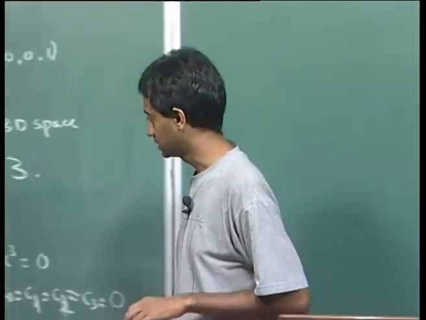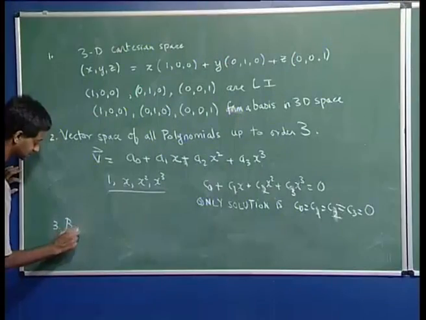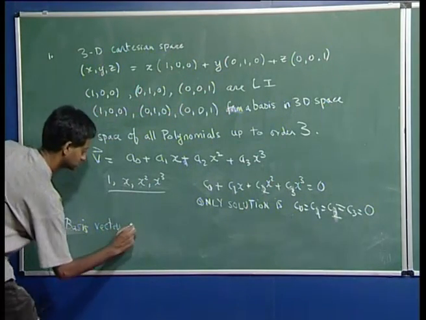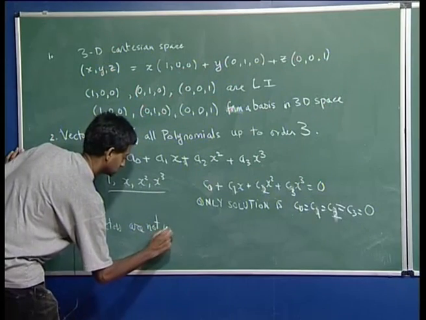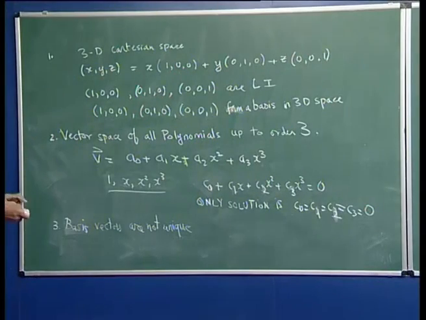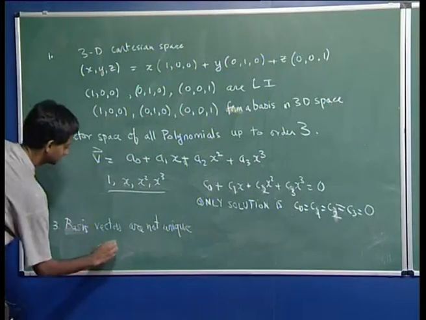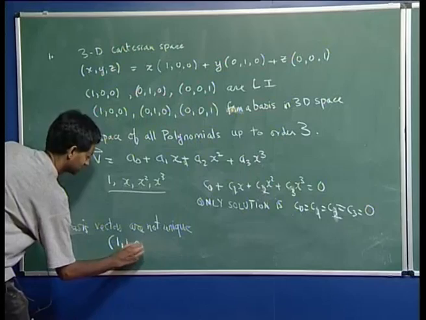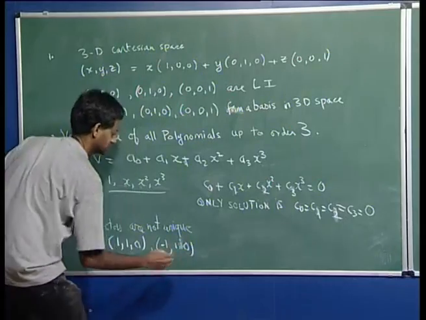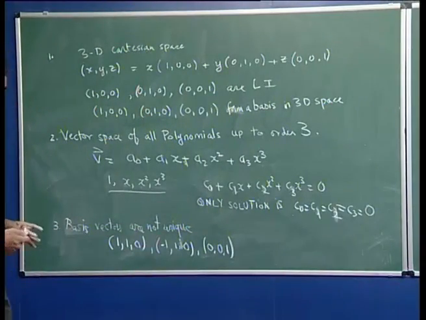Okay. The other thing I want you to notice is that basis vectors are not unique. So, there are many sets of basis vectors that you can have. For example, in 3D Cartesian space, you can have this set of basis vectors, but you can also show that the vectors 1 1 0, minus 1 1 0 and 0 0 1, these also form a basis.